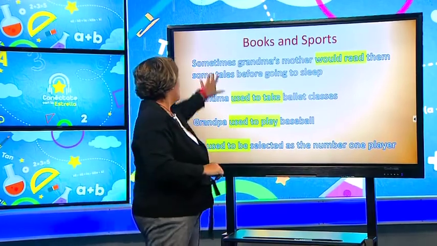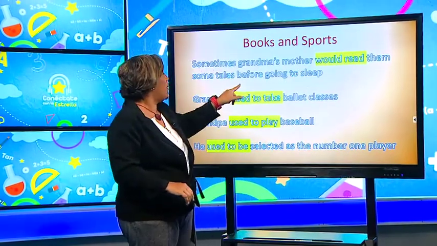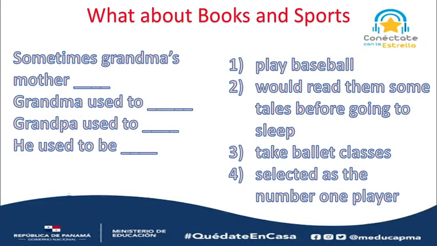So read. The first part says, sometimes Grandma's mother would read them some tales before going to sleep. Grandma used to take ballet classes. Grandpa used to play baseball. And he used to be selected as the #1 player. So, take a look at this quiz. Where would you put the numbers? We have, sometimes Grandma's mother would do what? Grandma used to what? And Grandpa used to what? And he, talking about Grandpa, used to be what?